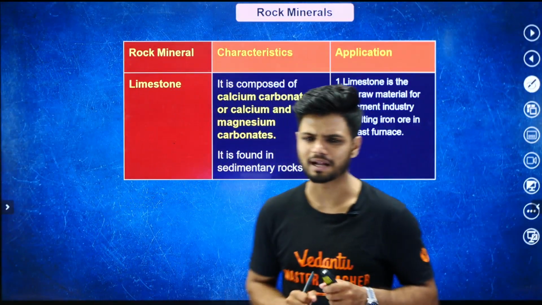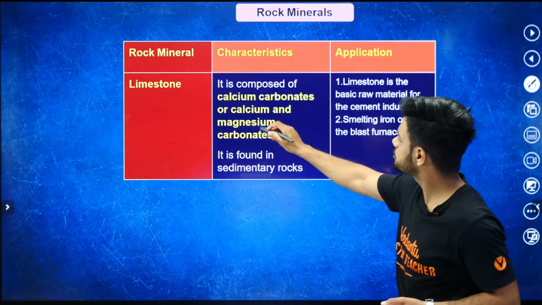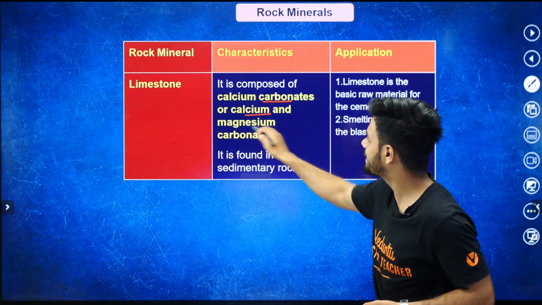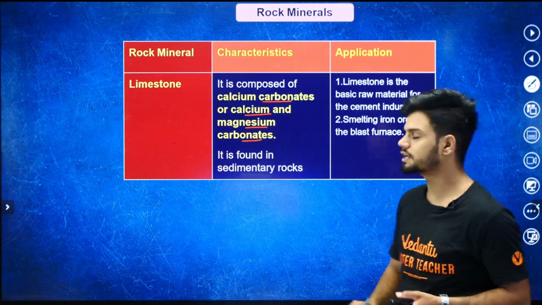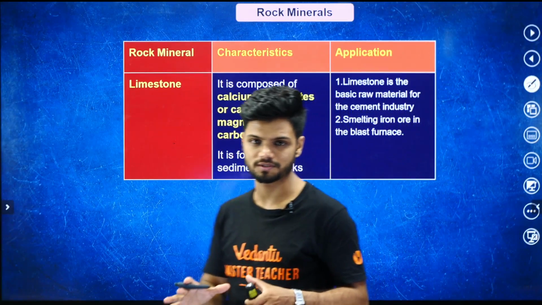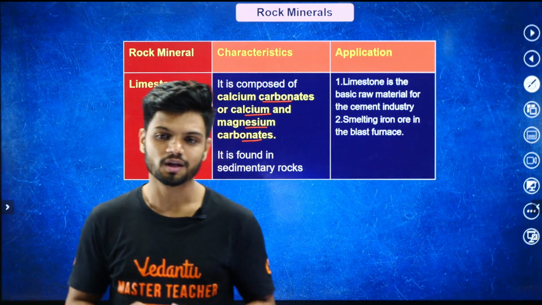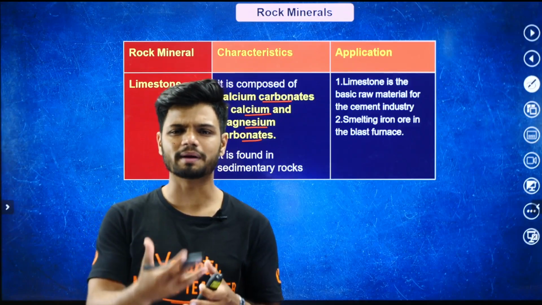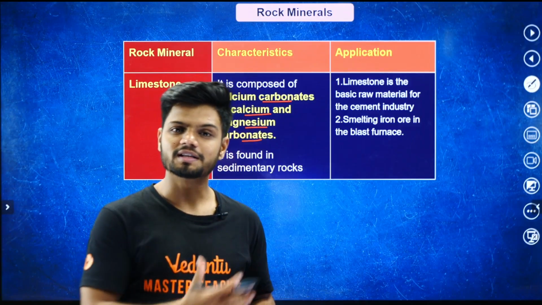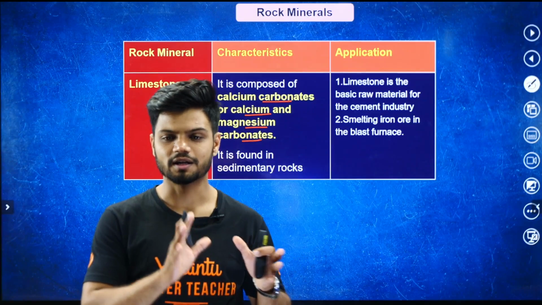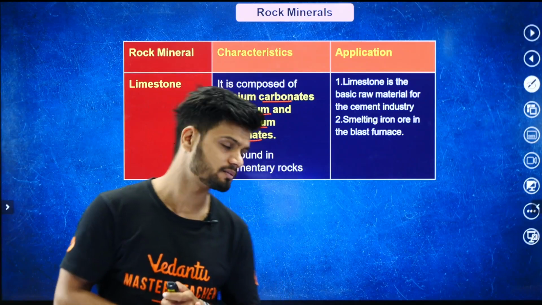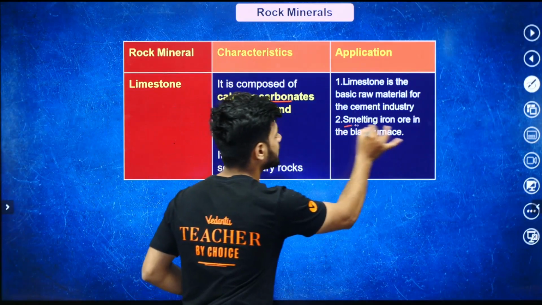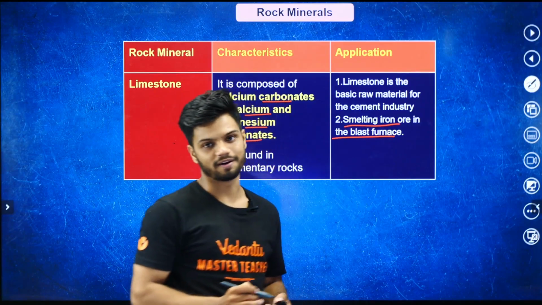Then last one is your limestone. That is, it is composed of calcium carbonates or calcium and magnesium carbonates. It is found mainly in the sedimentary rocks. Limestone is basically a raw material for your cement. Wherever you find the cement industry, limestone is needed. It is also used in your blast furnace for melting iron ore.